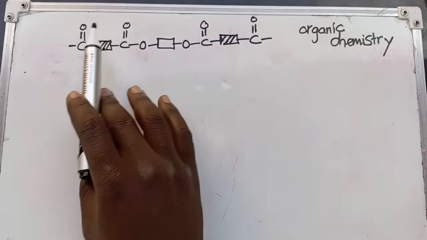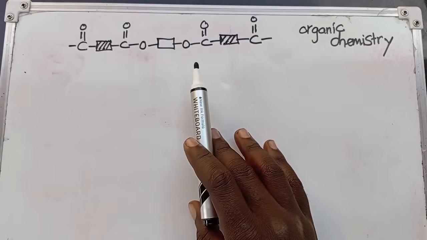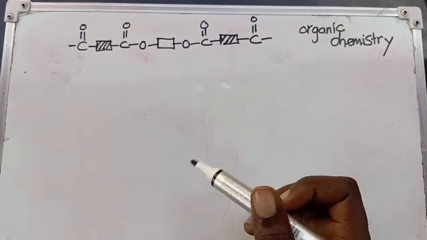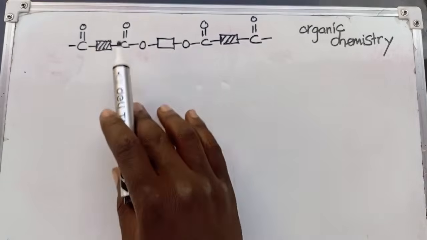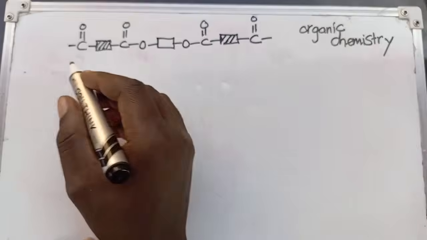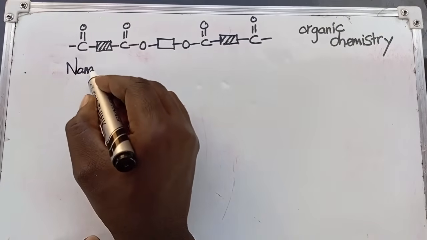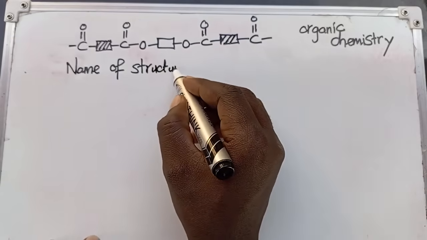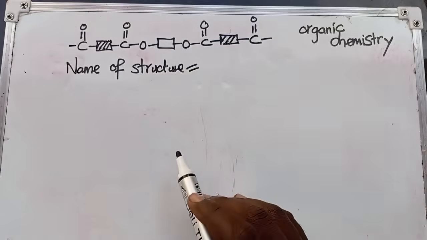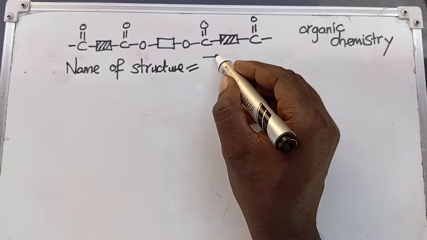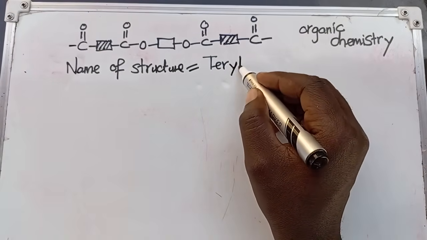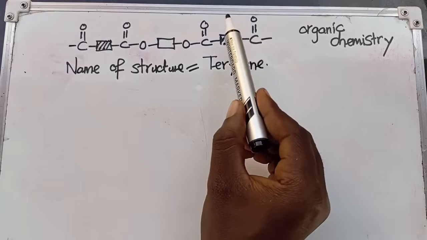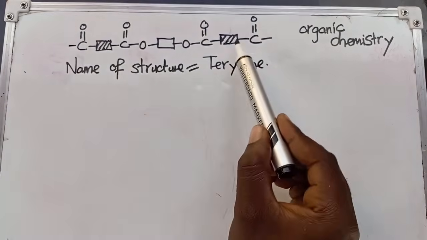You are given this particular structure that is here. First of all, you need to know the name of this particular structure. They may ask you, what is the name of this structure that is here? So the name of this structure is called a structure of what? Tellurine. This is the structure of tellurine. So the structure of tellurine looks like this. This is how it is.